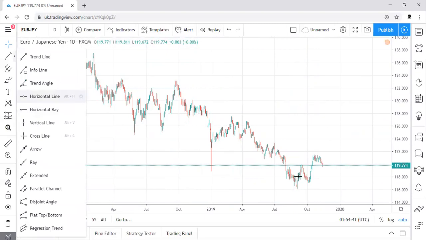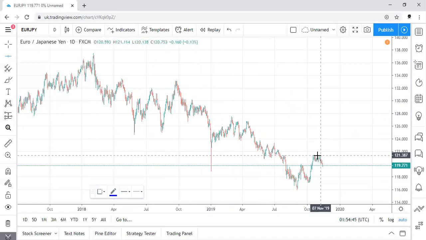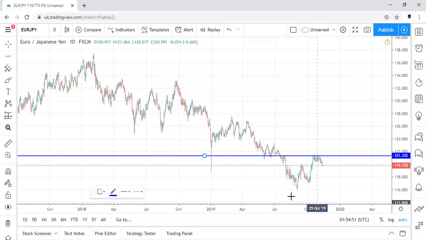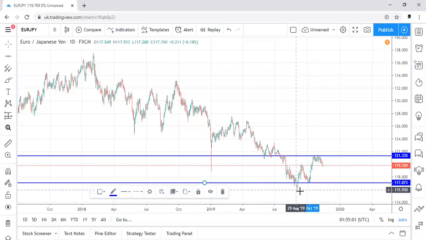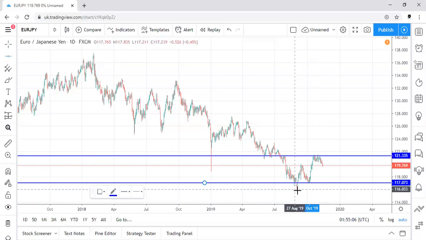Here I'm going to find my first U-turn at the top, which is my resistance. This is what I see as my resistance. I'm going to put a line here. Then I'm going to look at another U-turn at the bottom, which is going to be my support. This is where I see it, so I'll just put the line here. We've got another U-turn down here, so I'm also going to quickly put a line down there.